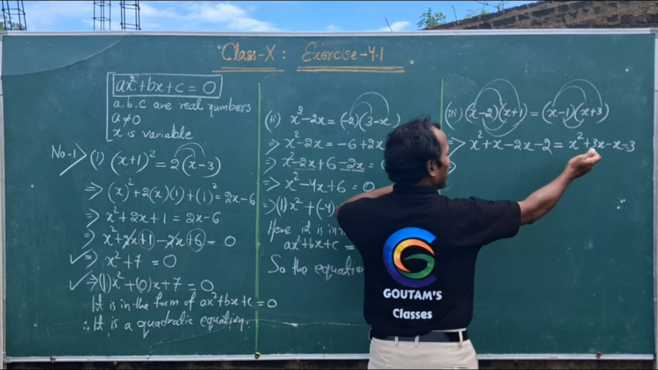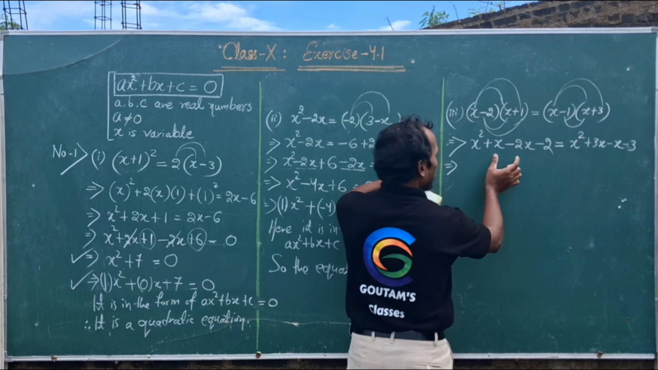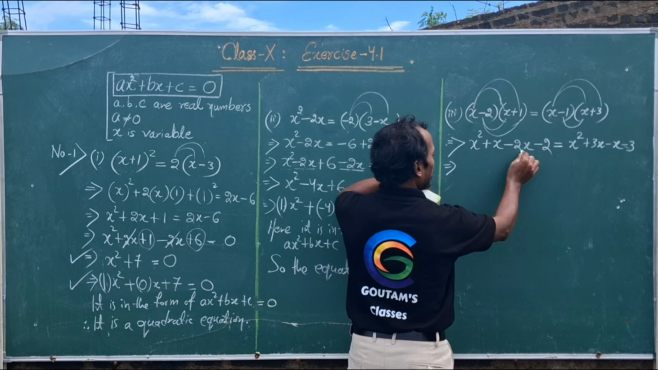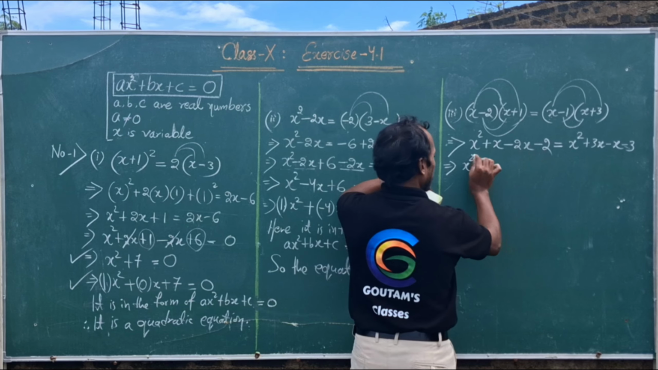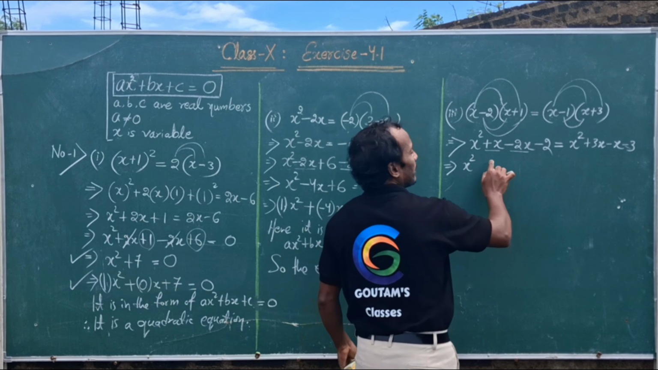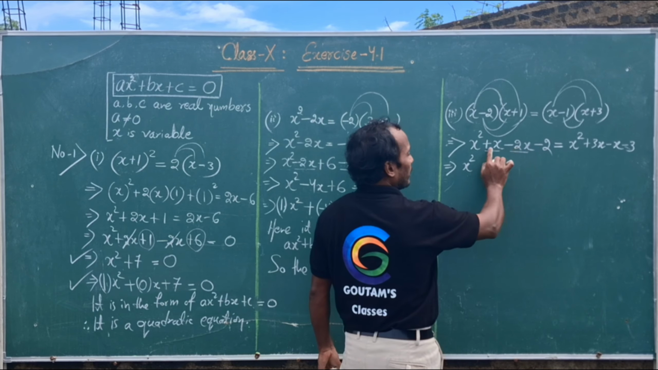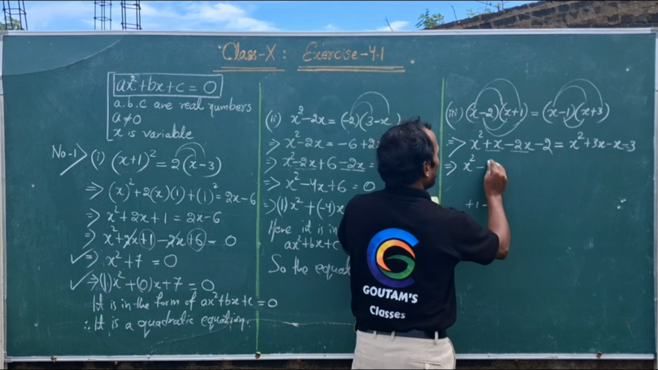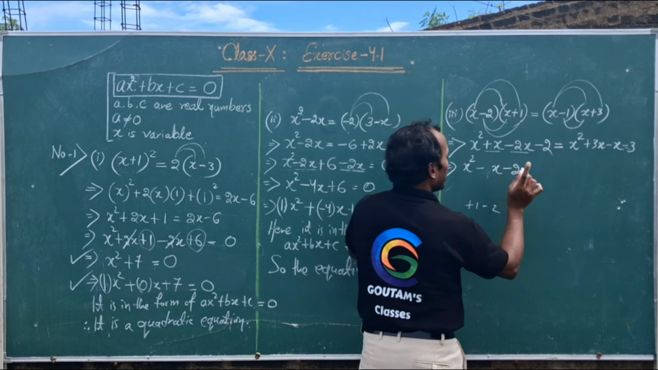I can shift all the things from the right side to the left side, but let me write one more step to simplify LHS and RHS individually. Here like terms x and minus 2x are there. I will work with them. x square has no like term, I copied it. Plus x minus 2x are like terms. Here the coefficient of x is 1 and the other is minus 2. Plus 1 minus 2 gives you minus 1. So minus 1x, or simply minus x, and minus 2 is there, copy it.